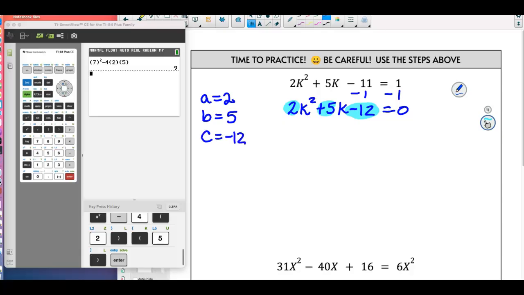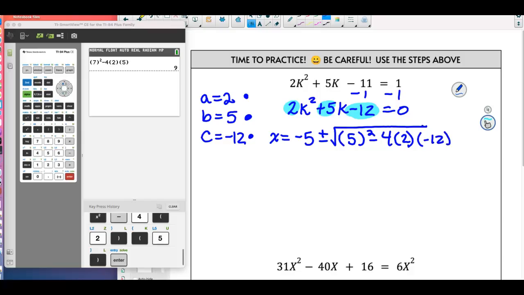And then I'm going to follow my formula like a map until I have it memorized. My formula says x is equal to the opposite of b. The opposite of 5 is negative 5, plus or minus the square root of, and then I like to do parentheses, b squared minus 4 times A, which is 2, times C, which is negative 12, all over 2 times A. That was the next step.